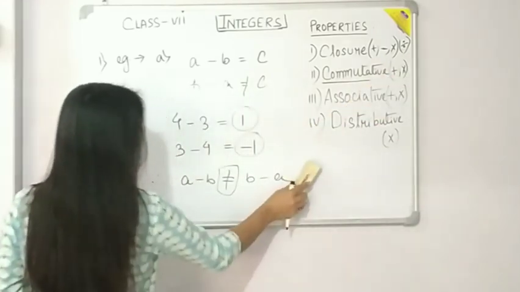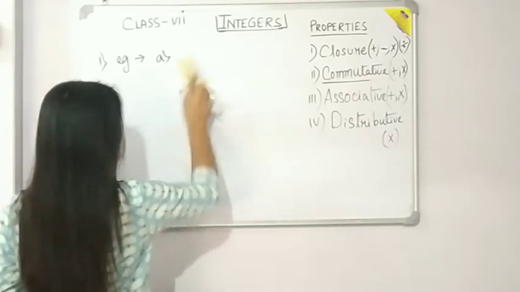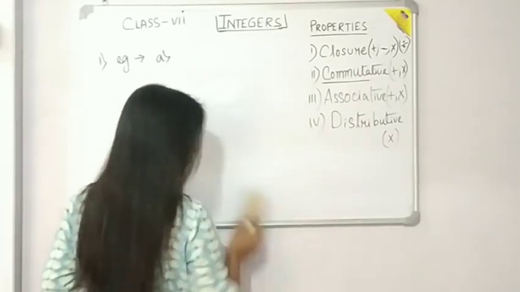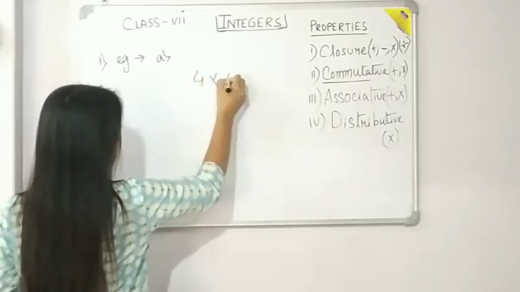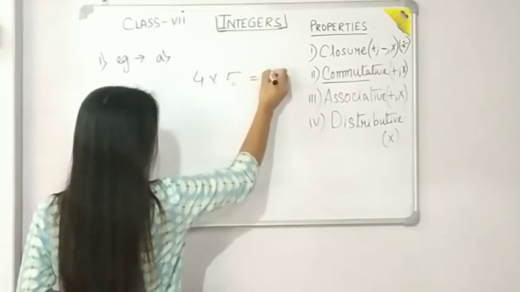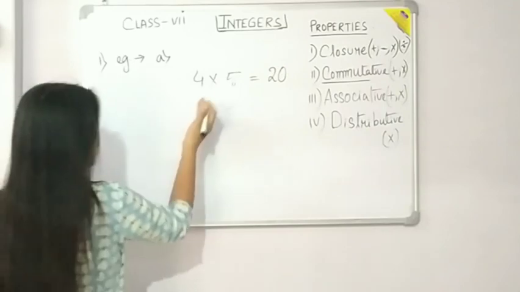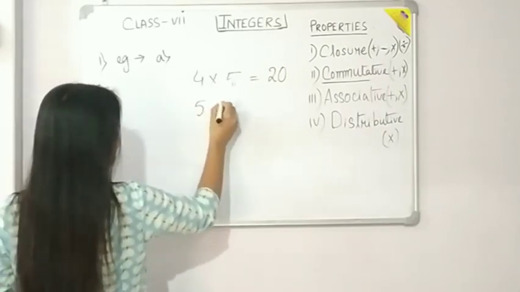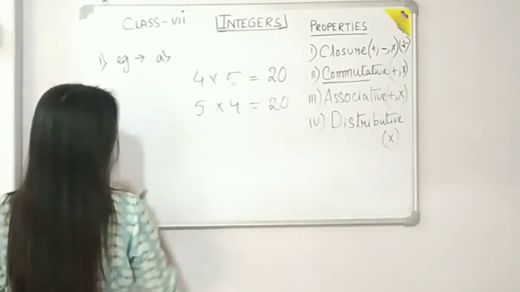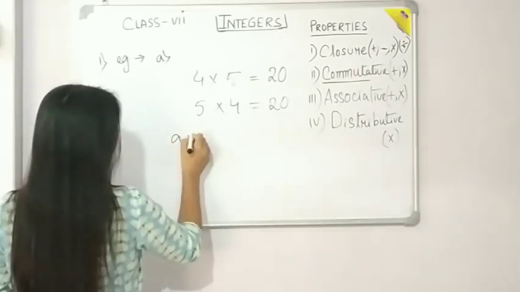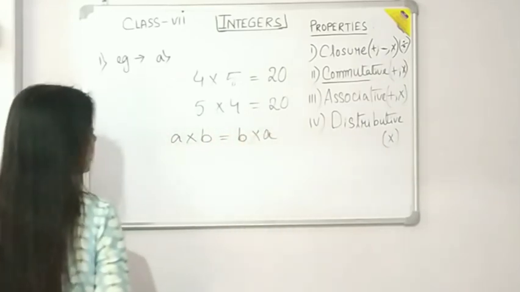So for multiplication, let us see. Let us take an example of 4 into 5. So the answer will come as what? 4 five times is 20, and if we swap the numbers, 5 into 4, this will also become 20. So according to this, what we can say is that if we change the order, the answer remains the same.